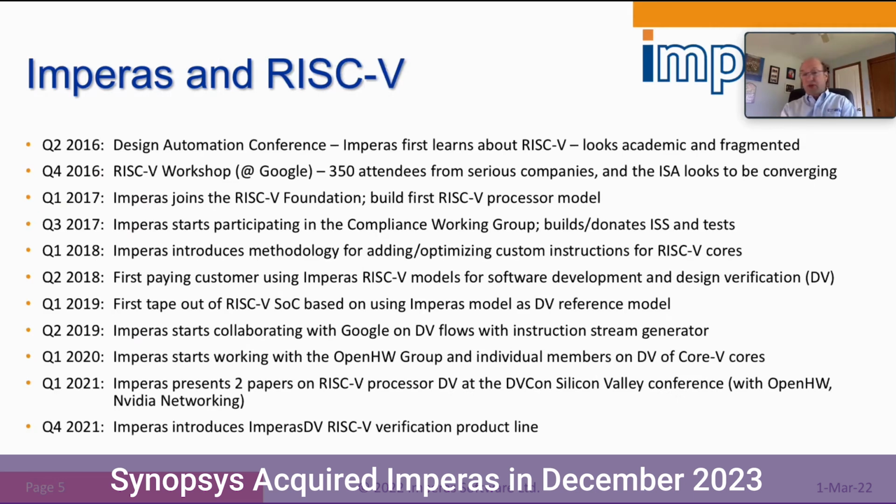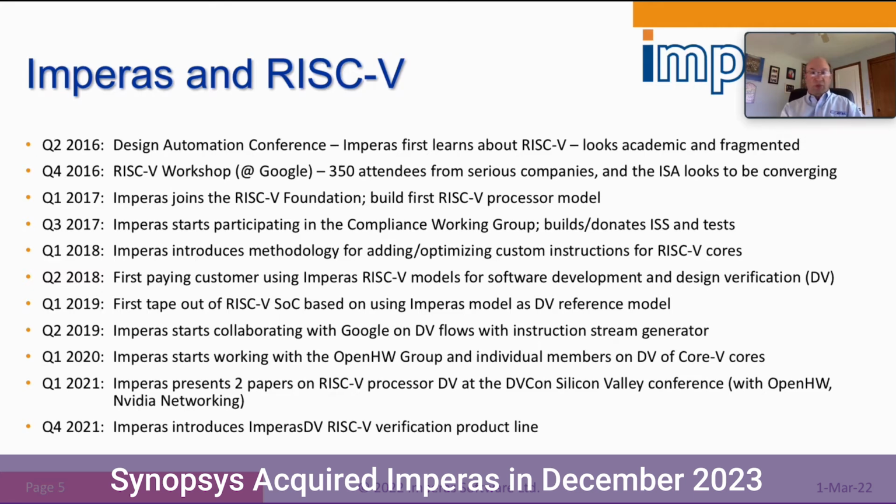Some history here with RISC-V. It was DAC of 2016. We first learned about RISC-V. It looked academic and fragmented. We sat through a tutorial there and it didn't look good. But then 6 months later, at the RISC-V workshop at Google in Silicon Valley, there were 350 attendees from some very serious companies, and the instruction set architecture, the ISA, looks to be converging.